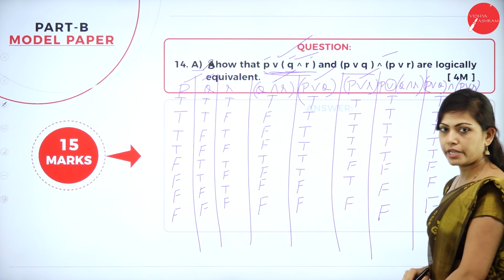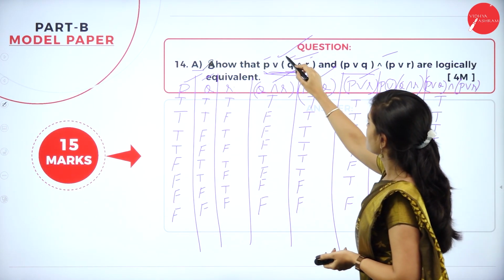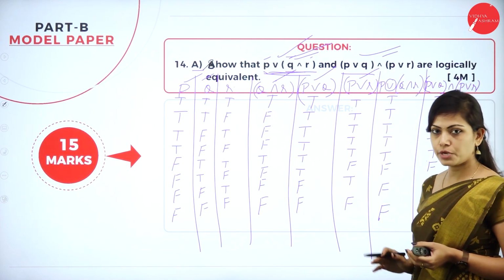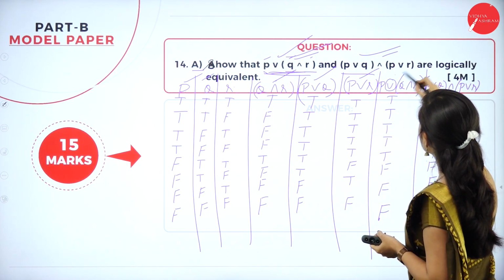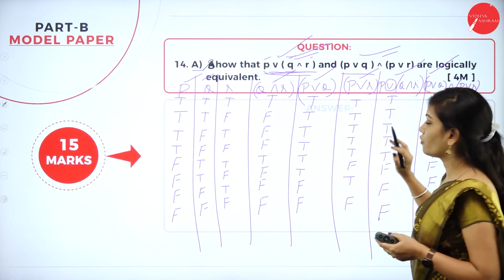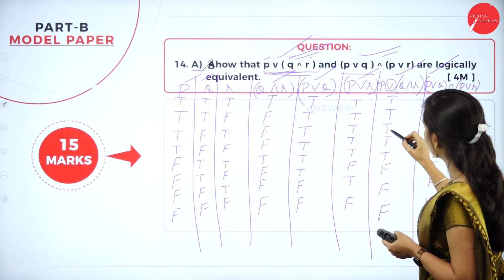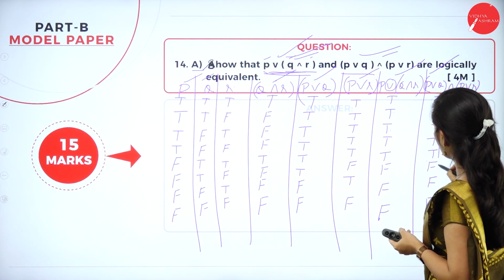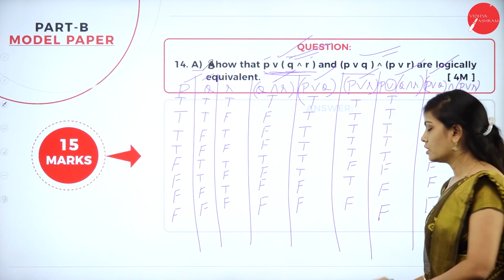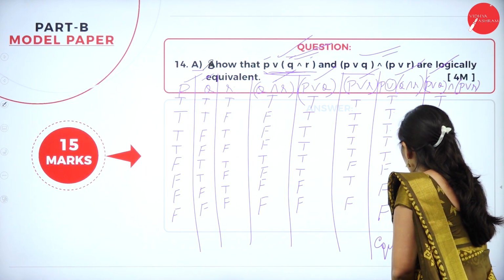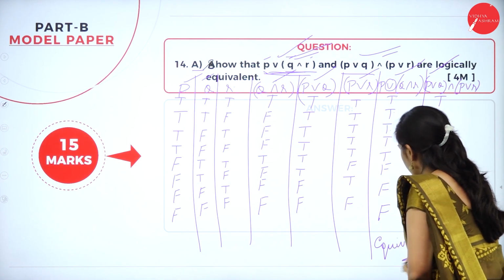Now you can cross verify whether this statement and this statement are logically equivalent or not. You just take these two columns because these are the final columns I have found. So now true, true, true, true, true, and three are false. Here also I got the same values. Is it right? So both statements are equivalent.